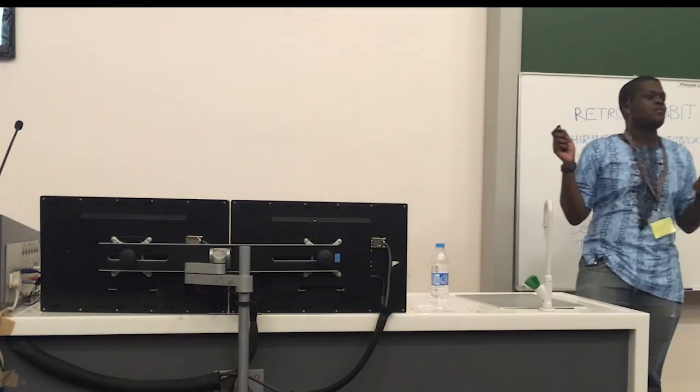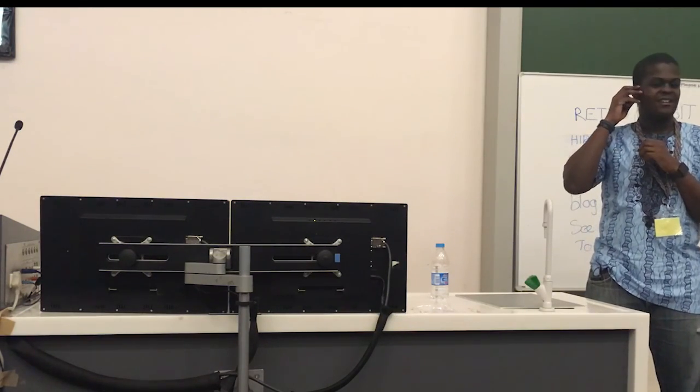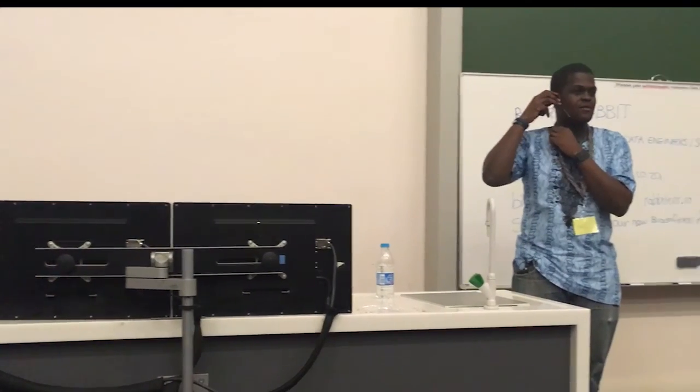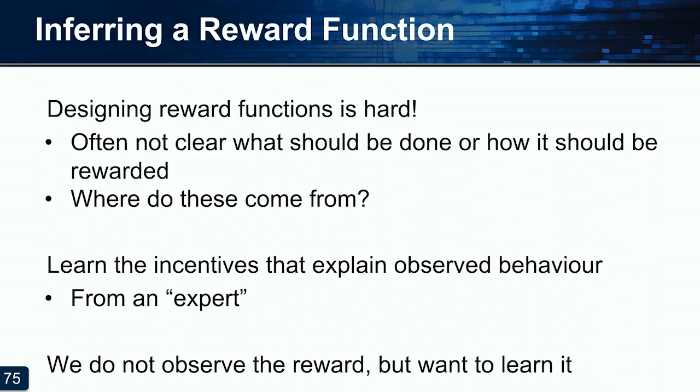We'll just kind of move towards finishing off, but I thought it would be interesting to talk about inverse reinforcement learning, connecting to what Benji talked about in terms of the problem with the Towers of Hanoi, that designing reward functions is kind of tricky. So designing reward functions is hard, and often it's not clear what should be done or how it should be rewarded, and where these reward functions actually come from. So sometimes we want to learn the incentives that explain observed behavior.